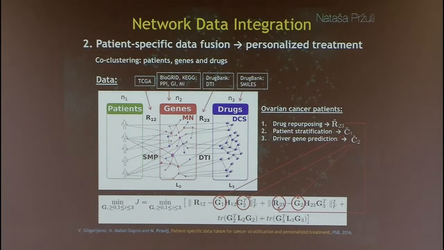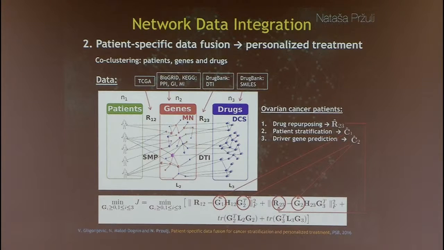Okay, right, so now it's patient-specific data fusion. We go to TCGA, and we got about 450 ovarian cancer patients. And as I said, we have three entities, three different data types: patients, genes, and drugs. We have the somatic mutation profile, so from each individual patient, we know which genes are mutated. On genes we go to BioGRID and KEGG. We have protein interactions, genetic interactions, metabolic interactions. So this is our R12 matrix.